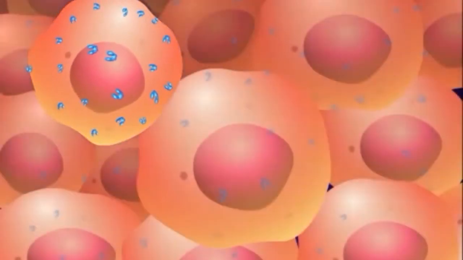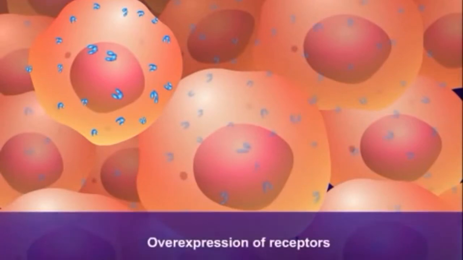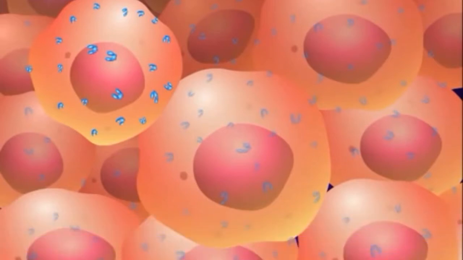The end result is a higher than normal number of copies, known as overexpression of the receptor, on the tumor cell surface. This gives the tumor cell increased potential to be triggered into a growth phase by the binding of ligands to the excess receptors. The more receptors expressed, the more binding sites are available for the ligands.